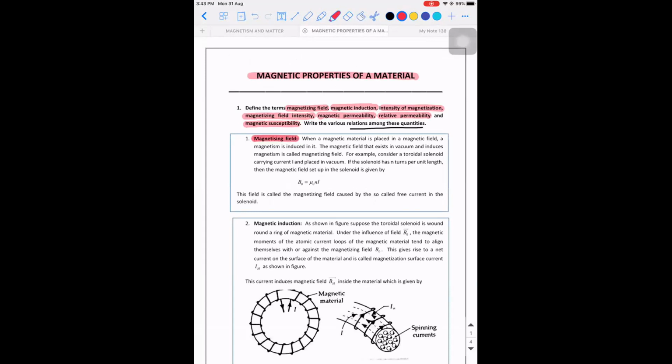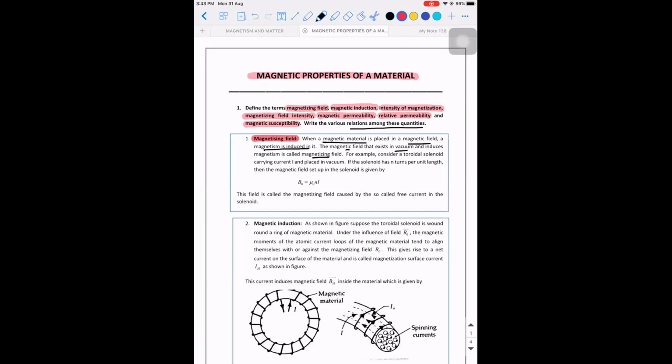See, when a magnetic material is placed in a magnetic field, when I say magnetic material, I'm talking about the substance which needs to get magnetized, a magnetism is induced in it. So the magnetic field that exists in vacuum and induces magnetism is called the magnetizing field. You need not write the exact definition. You need to understand that the field which is able to generate or induce magnetism in a magnetic material is what is called the magnetizing field.